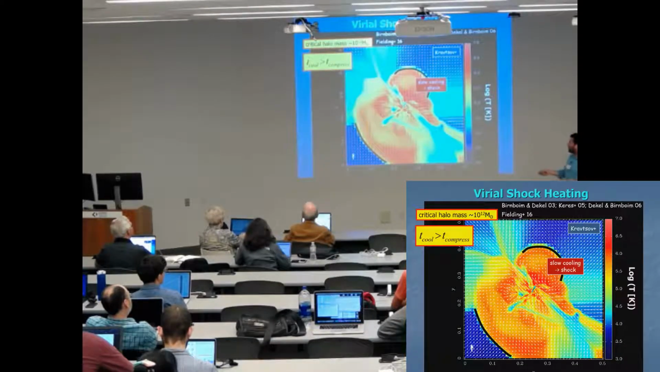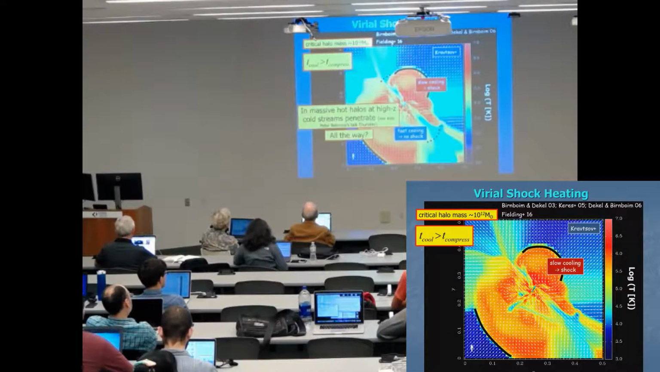So why is this scale of 10 to the 12 solar masses that I mentioned so interesting? Well, we know that at that scale and above, we expect the CGM to contain hot gas at the virial temperature. They're stable to virial shock heating. The cooling time becomes longer than the dynamical time, and therefore this gas cannot cool and it cannot fall down to the galaxy and form stars.